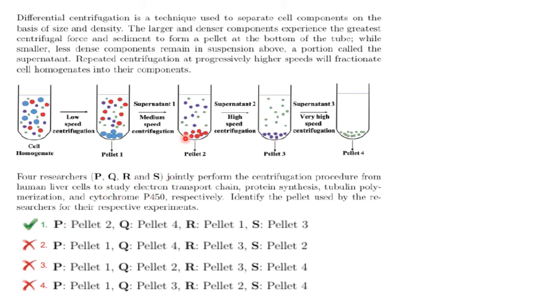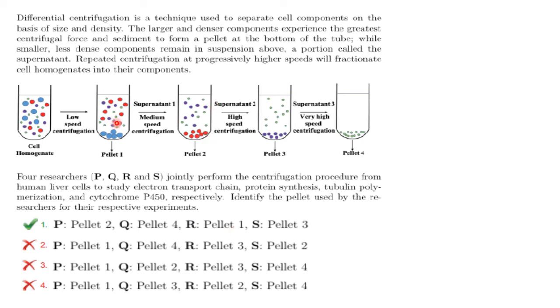So pellet 1, low speed centrifugation, I told you it will pellet whole cells, nuclei and cytoskeleton. So who will be interested in pellet 1? The one who is interested in tubulin polymerization, that is R, because tubulin microtubules are part of the cytoskeleton. So R will be taking pellet 1.